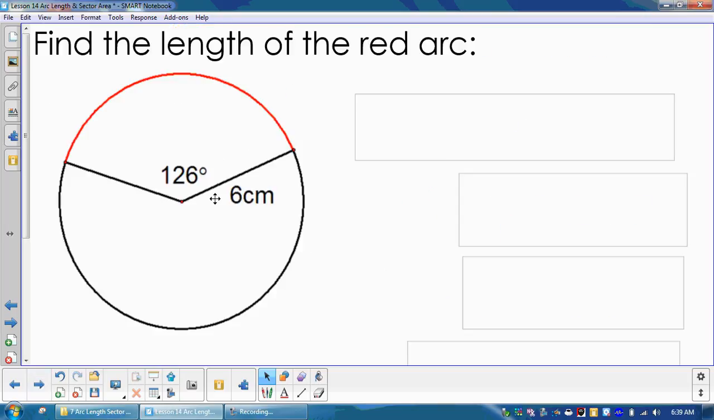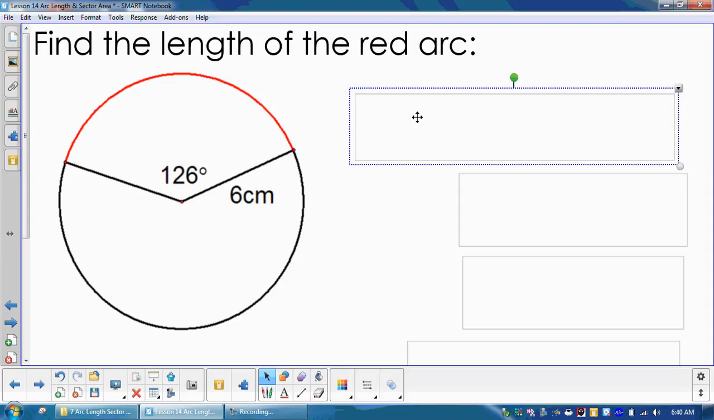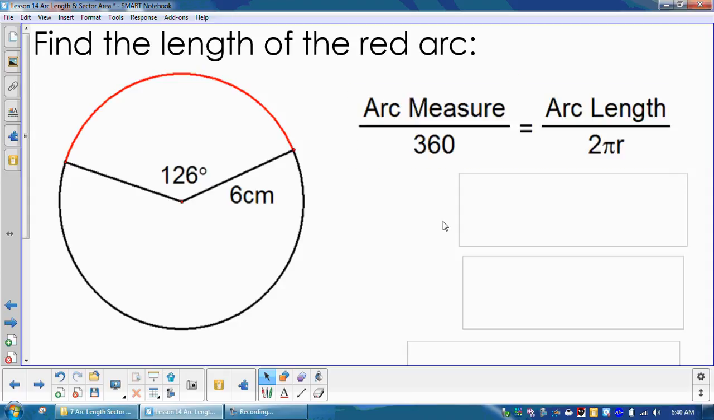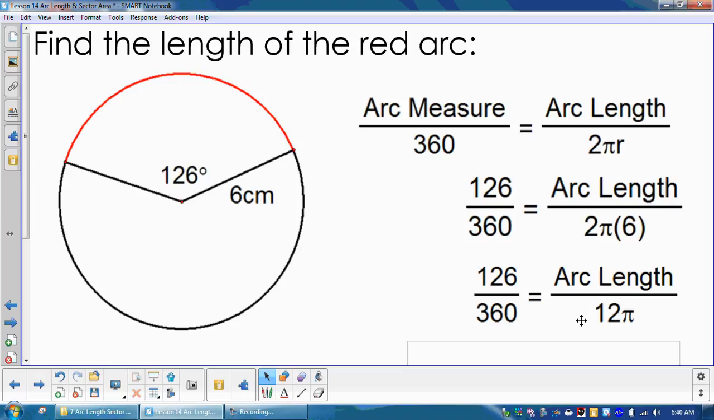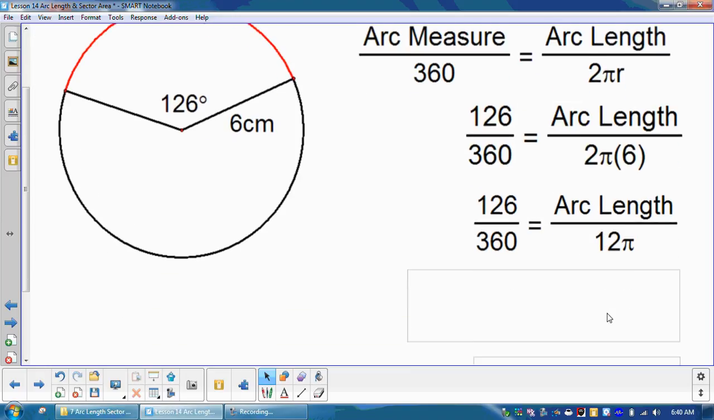So let's try another one. I have a central angle of 126. That means this red arc is 126 degrees. Now we want to know how long it is in centimeters. I'll start with my formula so that I remember it when I get to a quiz or a test. Plug in 126 for the arc measure, 6 for the radius. Simplify down here on the right to make that 12 pi.